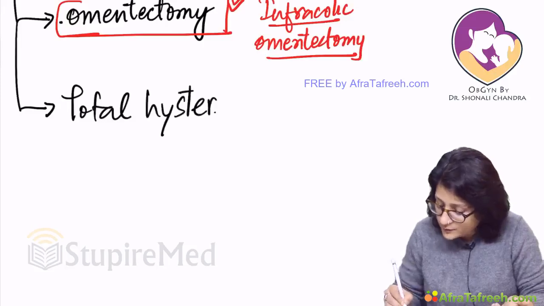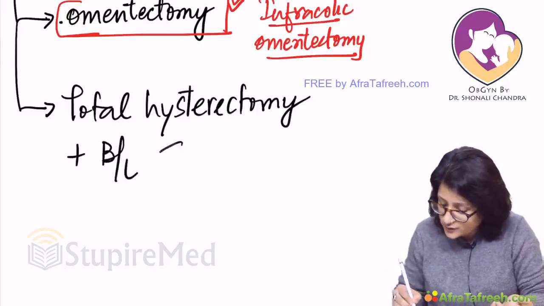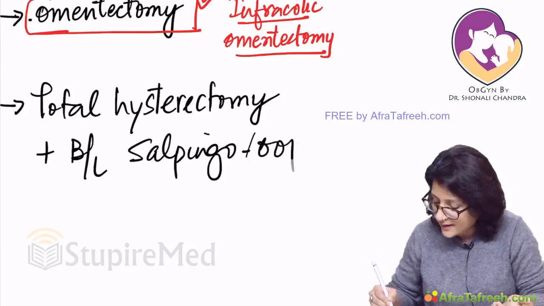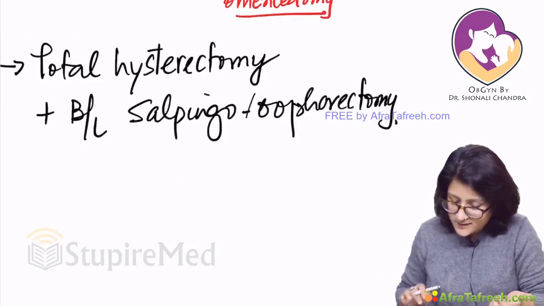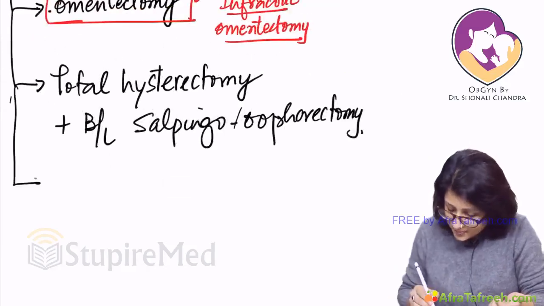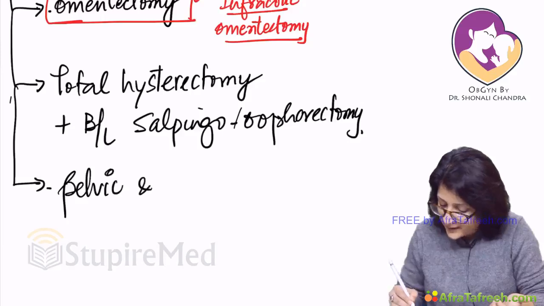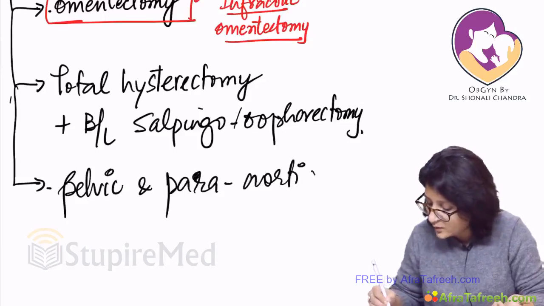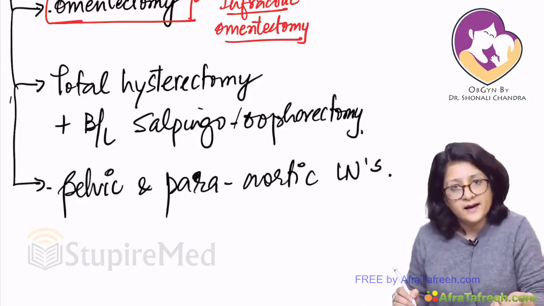Okay, we don't have to spare the uterus. Total hysterectomy plus bilateral salpingo-oophorectomy is done. After that, what about the lymph nodes? The pelvic and the para-aortic lymph nodes. I told you that they are positive. Once they are positive, that is called stage 3, right?